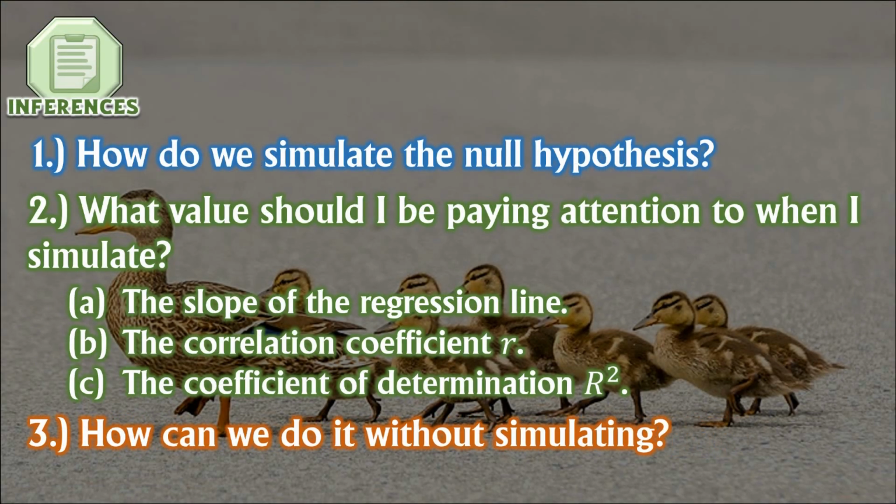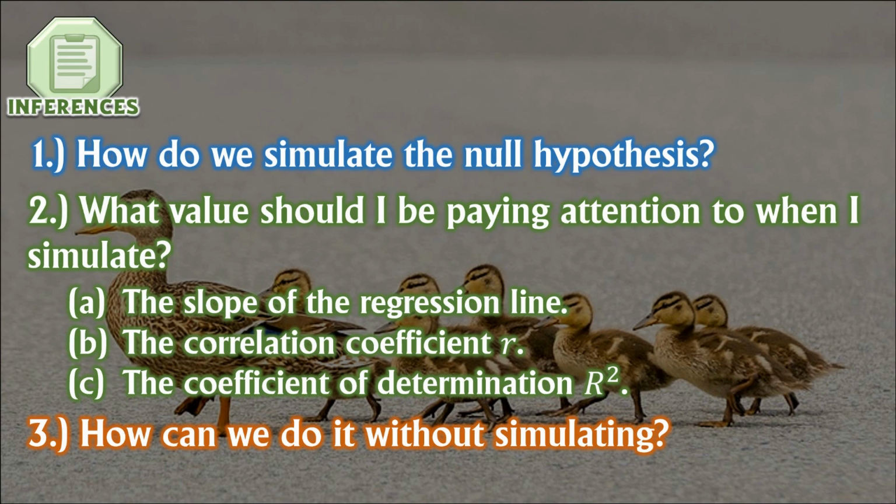How can we do it without simulating? Is there a theoretical approach here? And here I've got phenomenal news. If you pick your statistic to be either the slope of the regression line or the correlation coefficient, then when you simulate the null hypothesis 10,000 times, get 10,000 scatter plots with 10,000 regression lines, if you keep track of 10,000 slopes, the data that you get will have a normal distribution. The good times are here again.